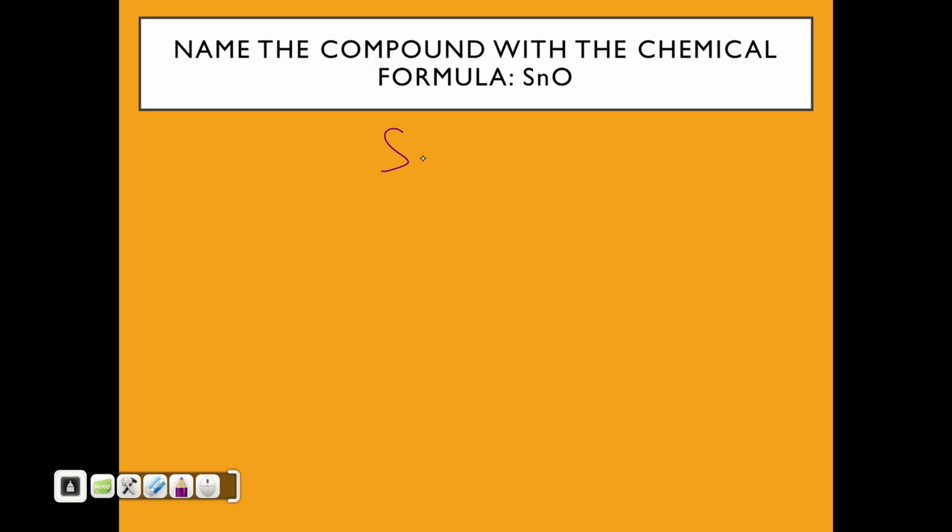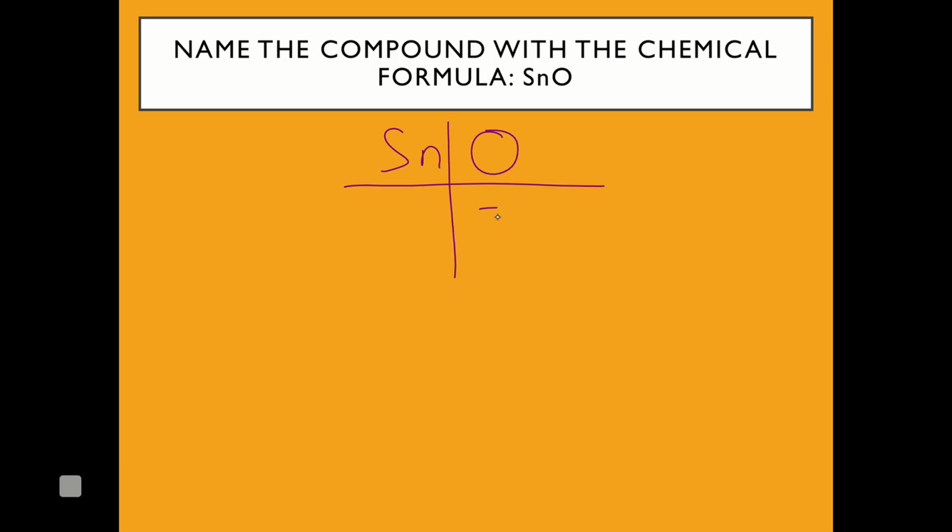All right. SnO, not O2, O. This one's pretty easy. O has a -2 charge. There's only one there, so Sn must be +2. There's your Roman numeral, tin 2 oxide.